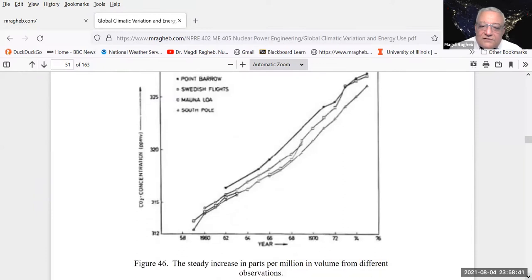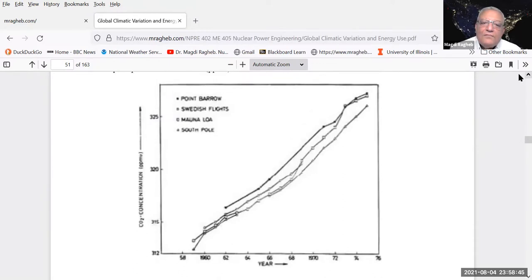Carbon dioxide concentration has been increasing. There is no doubt about it. And it comes from actual observations: Point Barrow in Alaska, Sweden, the volcanoes in Hawaii, Mauna Loa, and at the South Pole. These are all measurements that show us that the CO2 concentration increased from 300 parts per million to right now we are in the range of 370 parts per million.